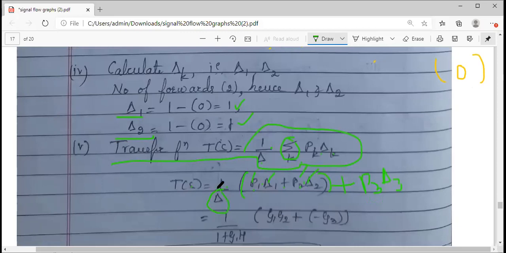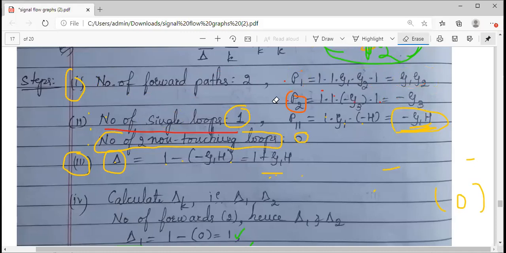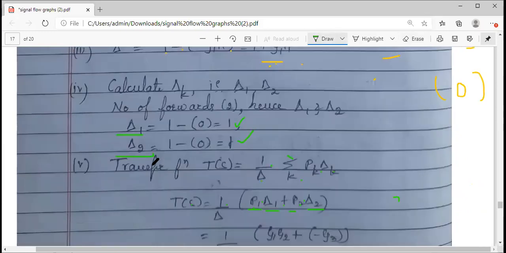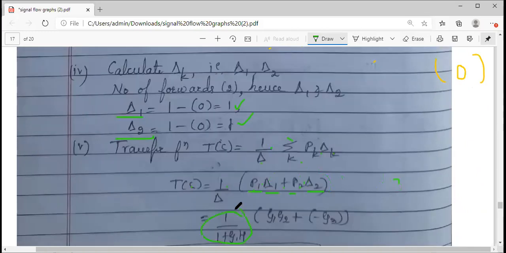We have already found delta. We know what is forward path p1, what is delta 1, what is p2 and what is delta 2 from the first 4 steps. So let us substitute them. Okay, taking the delta value. In the third step, you see, we have calculated what is delta. It is 1 plus G1H. So let us substitute that delta.